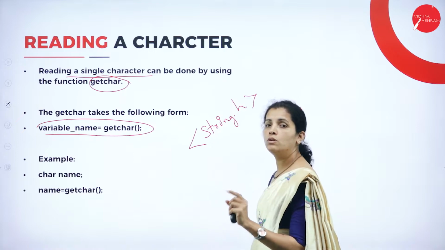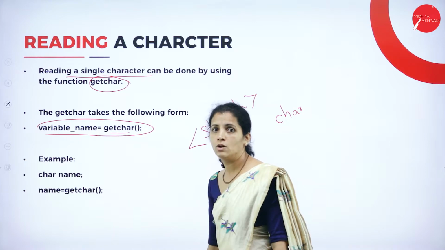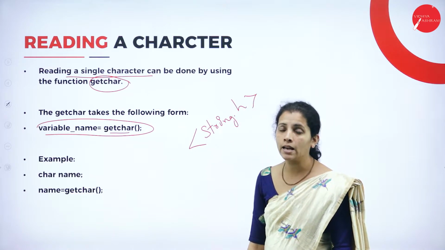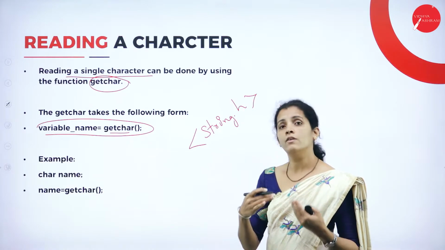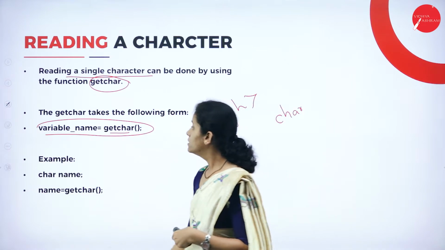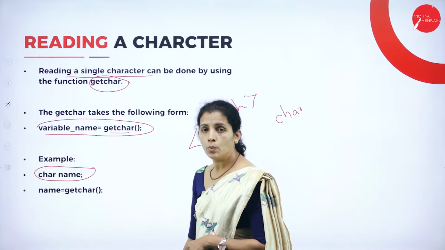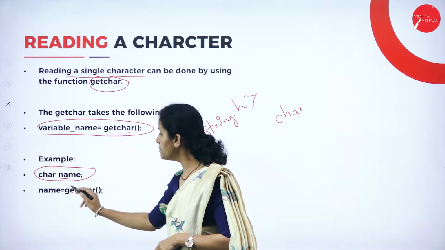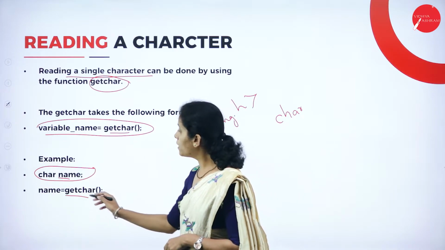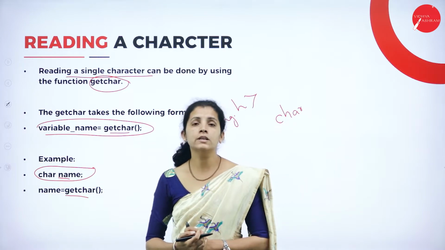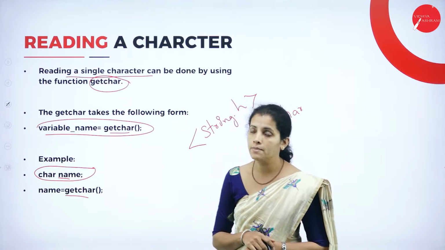First I want to define the variable name. Along with that, I'm going to call the function. What is the function name? getchar. That means receive the character from the keyboard. Now, this is the example. What is my variable name? That is name, and I'm going to call the method getchar. When I call this method, the user can input any one character from the keyboard.